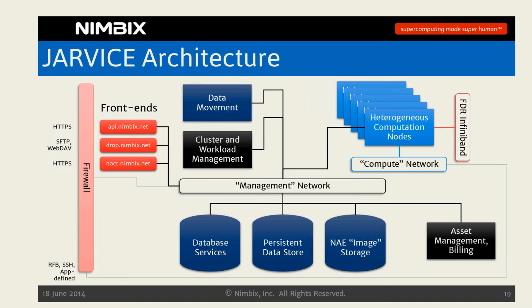Cluster and workload management works together with data movement, and this makes part of what we call the management network. So we actually separate management and compute networks. So it's not possible for a tenant, whether it's your own job or your neighbor's job, let's say, to actually interrupt or interfere with our cluster components. So you don't have to worry about that. Everything is isolated. The heterogeneous compute nodes actually live on a compute network which utilizes both Ethernet as well as FDR InfiniBand. Of course, we provide different types of storage. We have image storage, which is what you save and snapshot and instantiate from for your actual applications, and then we have your persistent data store where you put your data, which is your POSIX compliant shared storage. And then we have database services that are internal to our process, and of course we derive asset management and billing from that.